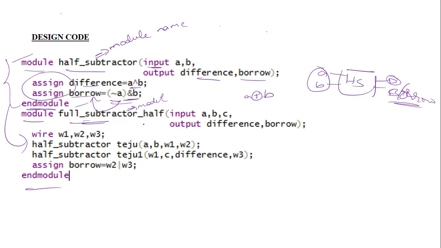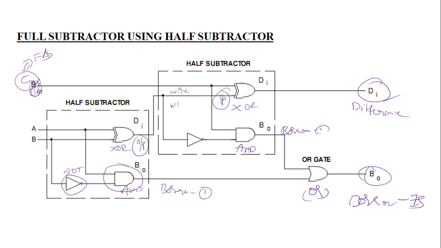For the full subtractor, what are the inputs? We already know the block diagram of the full subtractor. There are three inputs, A, B, and C, and two outputs, difference and borrow. We represent the inputs with the input keyword, meaning input ports A, B, C, and output ports difference comma borrow. Why I write wire, I already discussed in a previous video. Now also I am going to declare a wire. Here we can observe that.